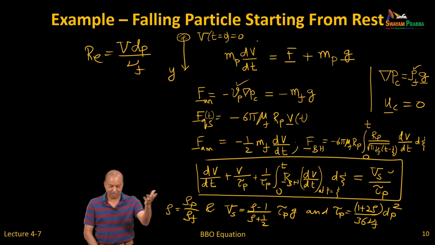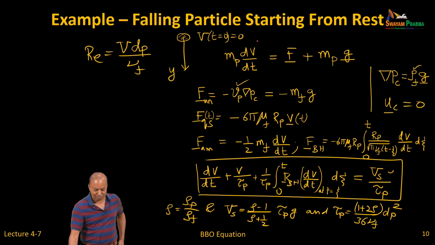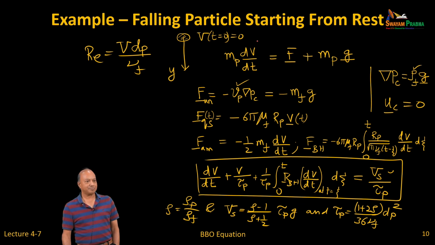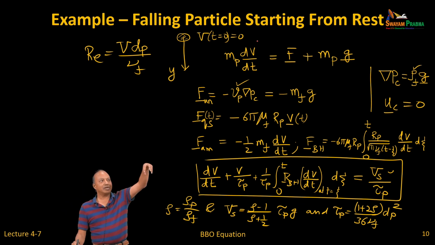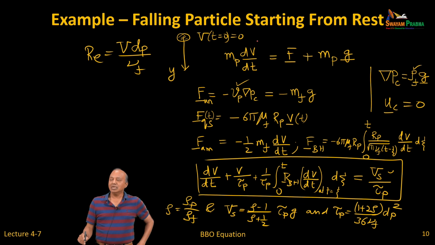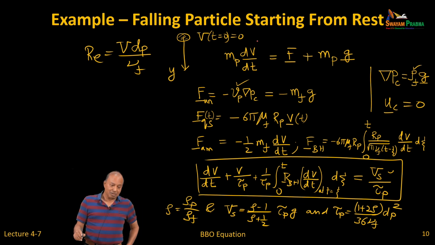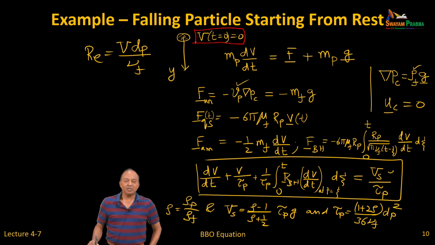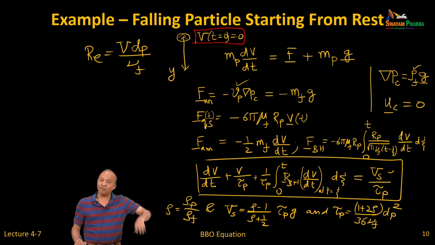Okay, so maybe the answer to your question may come better in this one. So let's do a simple example of a particle being dropped. Okay, so you hold the particle and you let go. So the initial velocity is 0, the particle's velocity is 0. The good news is that in this case the fluid is stationary. There is no fluid moving, undisturbed flow is 0.